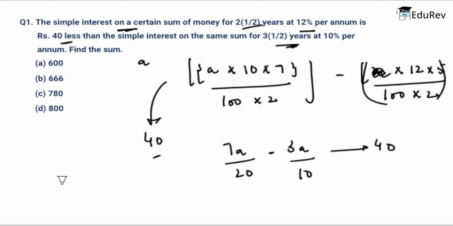Therefore, when I solve, a is going to be 800. So the correct option is option number D, that is 800. Let's move on to the next question.